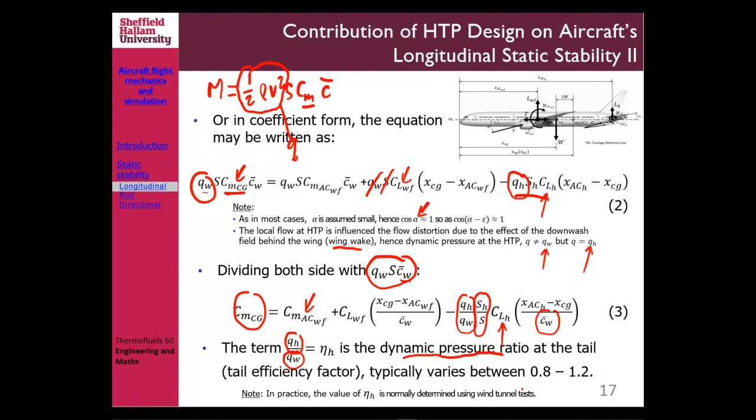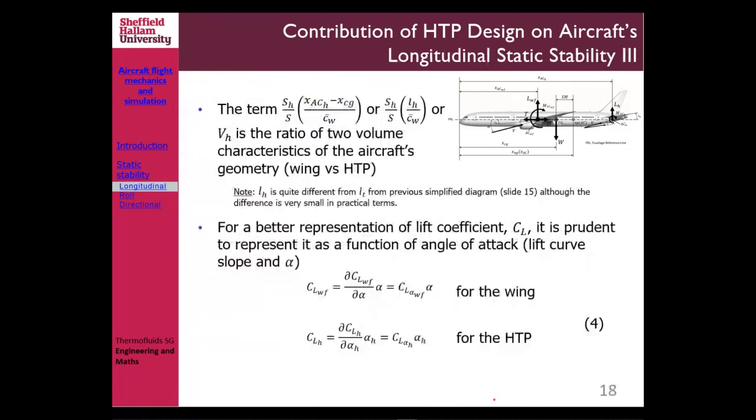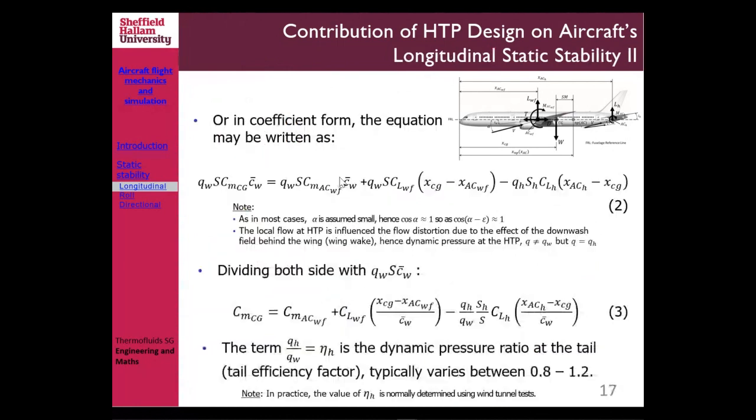Now that typically varies between 0.8 and 1.2. So you could make assumptions if you want. In practice, it is normally determined using the wind tunnel test, but obviously in aircraft design, for example, you could just make assumptions, whether you take it between 0.8 and 1.2. Right. Now the next term, which is this one, right?